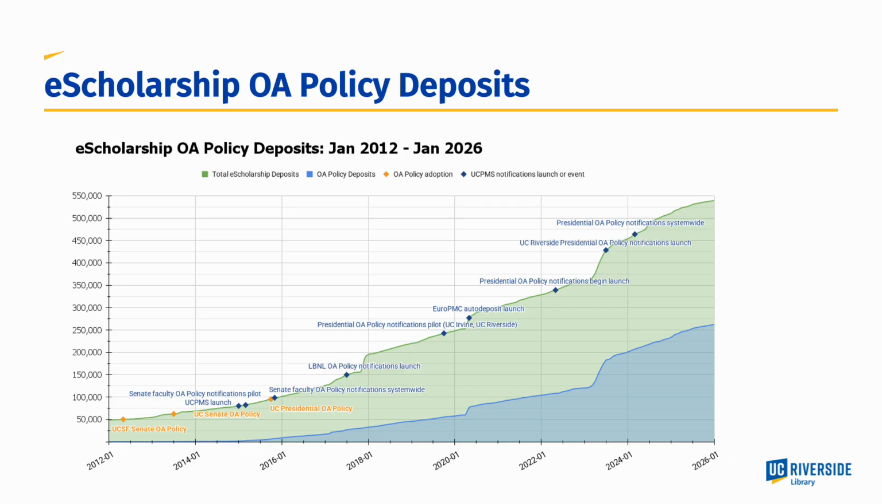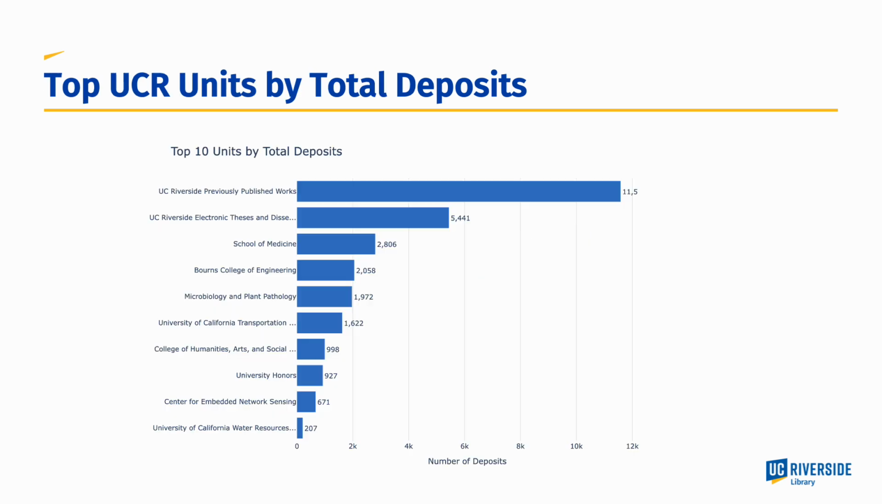This chart tracks UCR's OA policy deposits from January 2012 through February 2026 and key events, such as milestones of UC OA policies and implementations. The following 4 slides show the visualization of UCR eScholarship deposit and request statistics and where eScholarship content can be discovered. You can explore the UCR scholarship report details at your own pace following the link on slide 24.